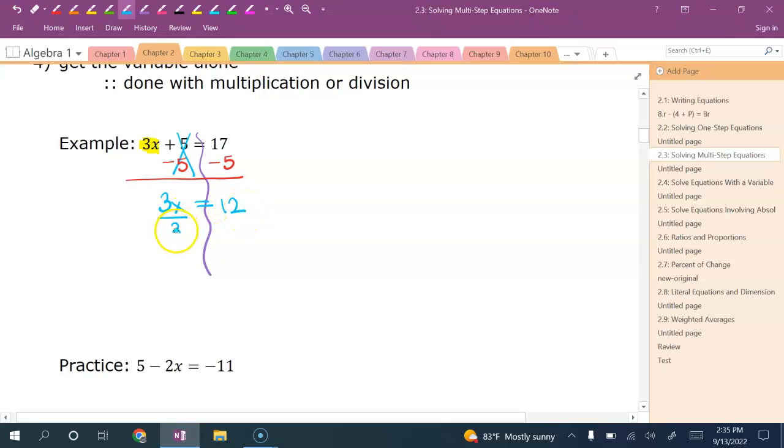Then you're going to divide by 3. Cross those 3's off. Bring down the x. Bring down the equal sign. 12 divided by 3 would be 4. So x equals 4. Take a minute and do the practice problem on your own.